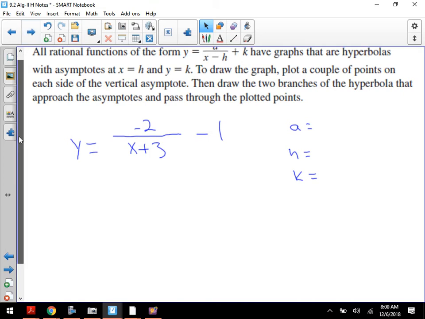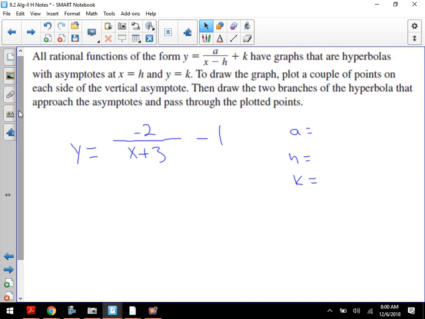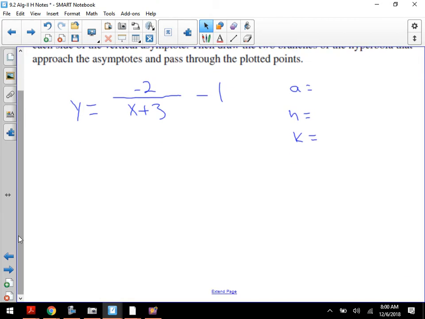Did you guys get the idea? I basically just need to know your asymptotes are at x equals h and y equals k. So here, if it's x minus h, what is my h value? -3. What's your k value? -1. So a is -2, h is -3, k is -1.